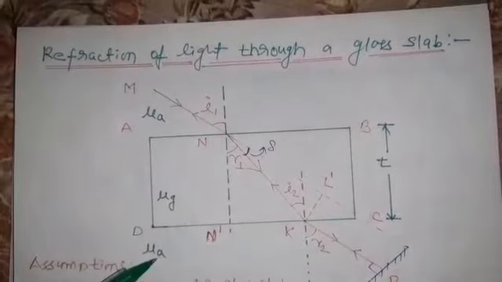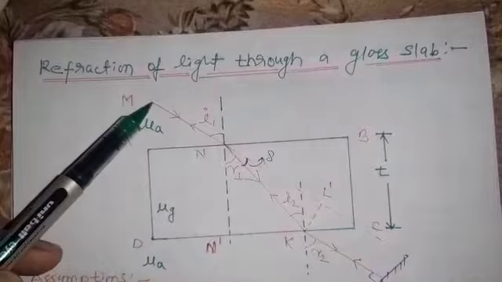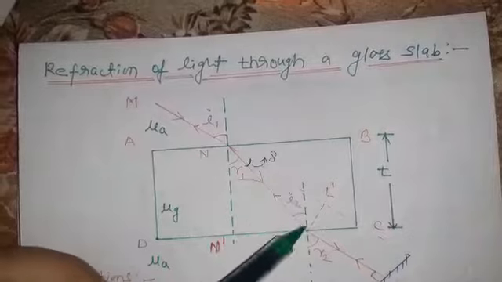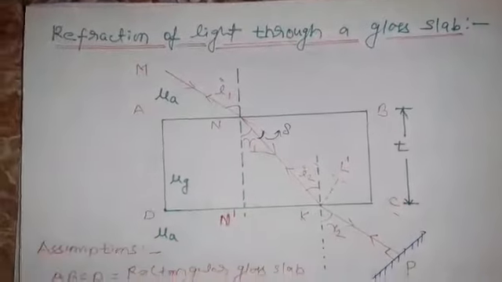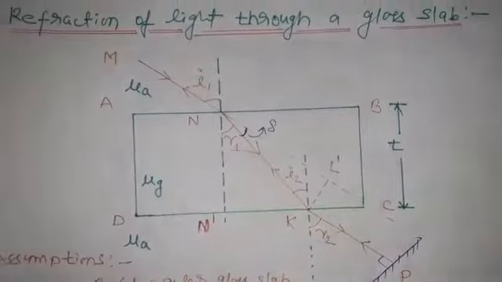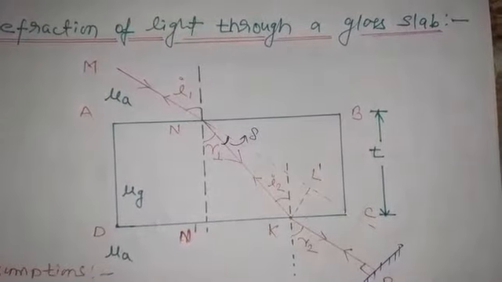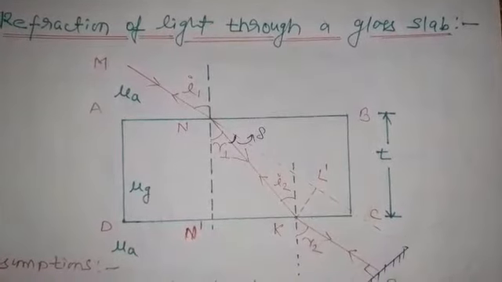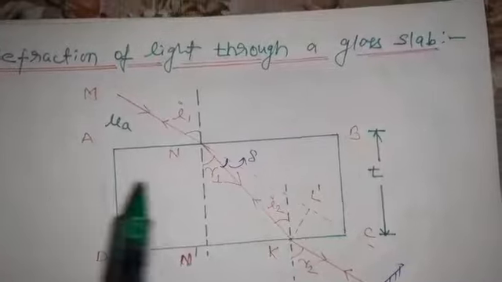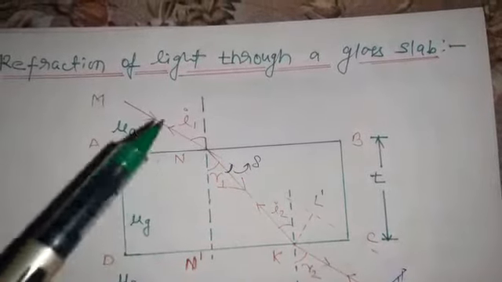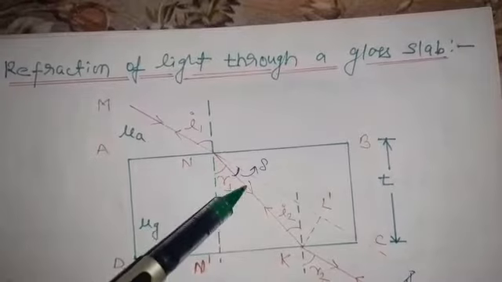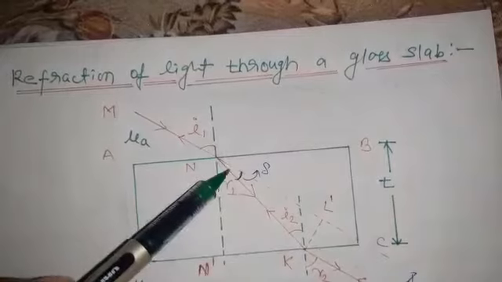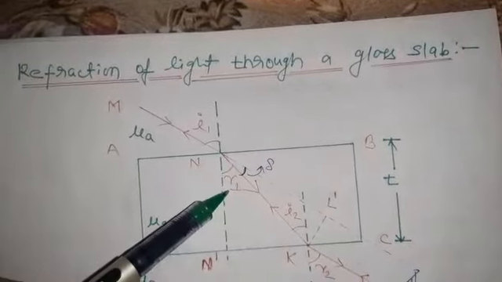Again mu a for the air. So our ray of light is coming from air to glass and again from glass to air. When the incident ray MN comes at the point of incidence, this is your refracting surface AB. After refraction it bends a little towards the normal. This is your angle of incidence I1, this is your angle of refraction R1.